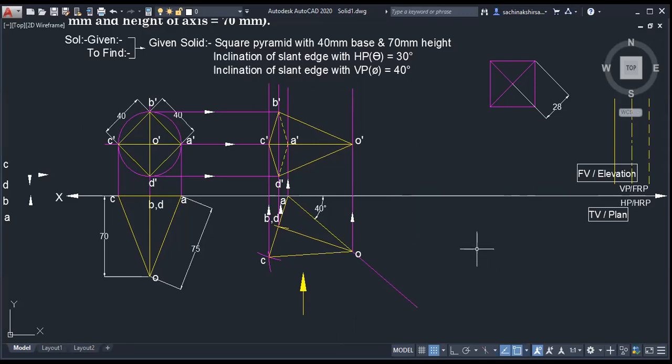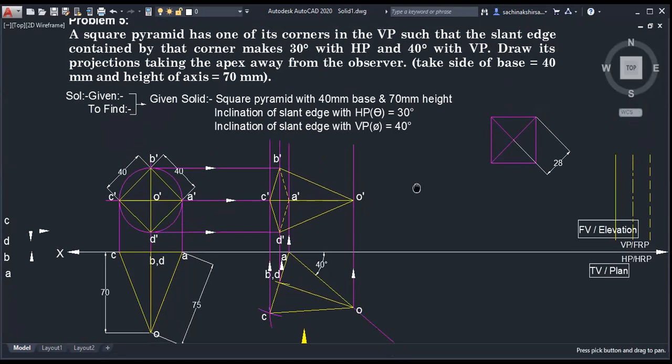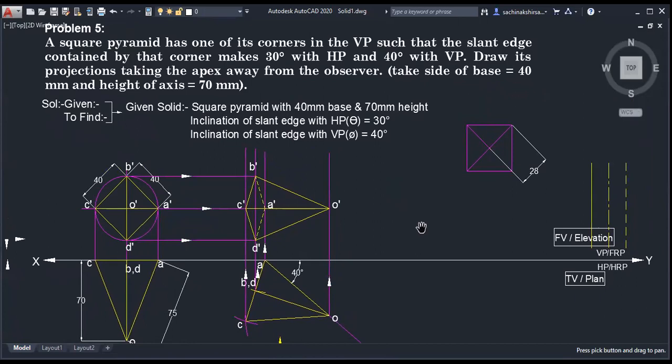Okay. Have you completed? Yes, sir. Now, the inclination is given with the VP. How much have we given? 40 degree. Okay, now you can see the problem statement. I will show the problem statement here.